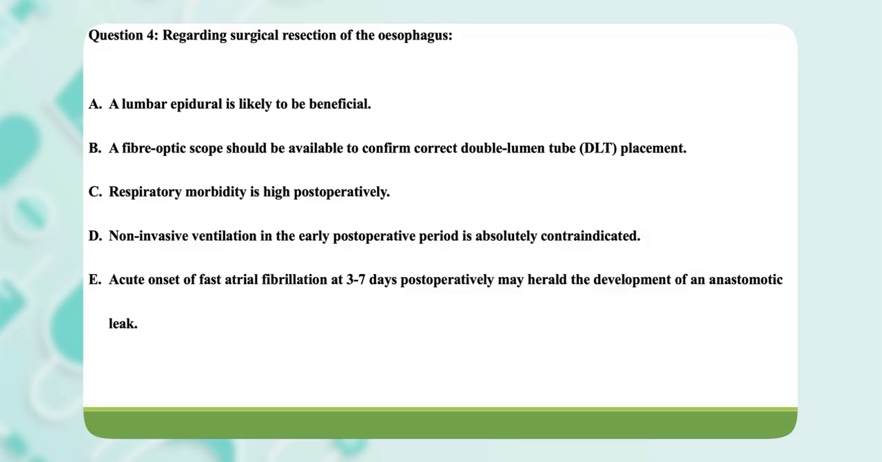Acute onset of first atrial fibrillation 3 to 7 days postoperatively may herald development of an anastomotic leak. Yes, why? Because if there is a leak it causes mediastinitis, and the mediastinum contains the lung and the heart, so there is increased sensitization of the heart and atrial fibrillation may develop. So acute onset first atrial fibrillation is always an indicator of anastomotic leak.